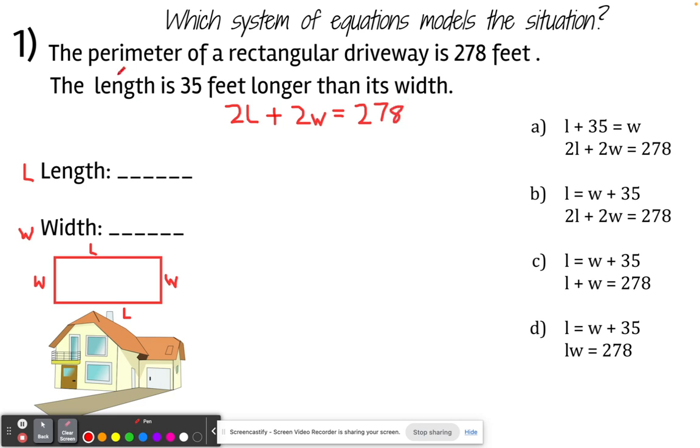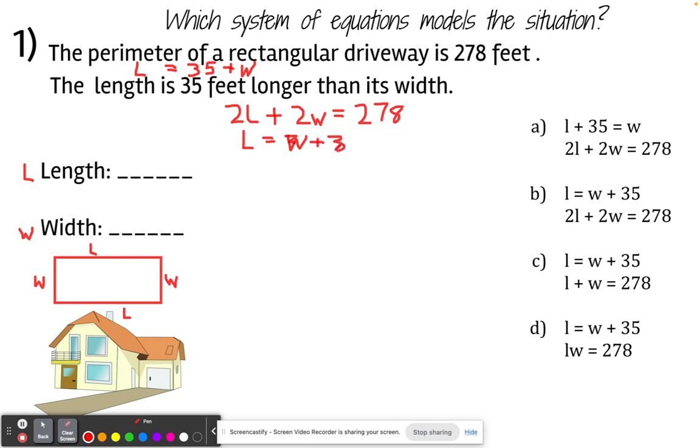What it also tells me is my length, L, equals 35 feet longer than, that sounds like adding to me, my width. Now the measure of my width is going to be W. So L equals 35 plus W. Because I like to write things in slope-intercept form, I'm going to put W plus 35. So my length is equal to W plus 35.